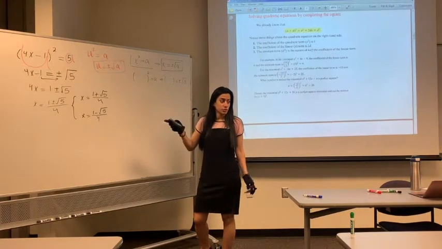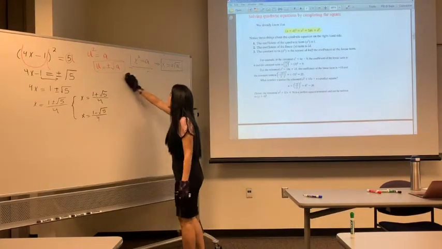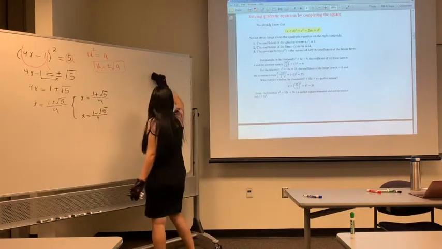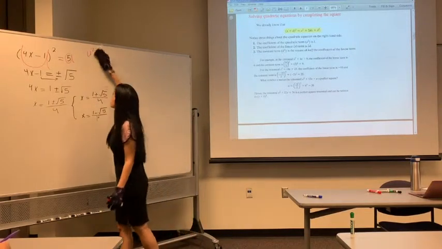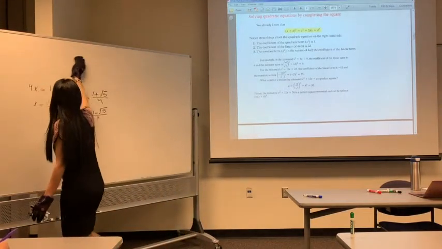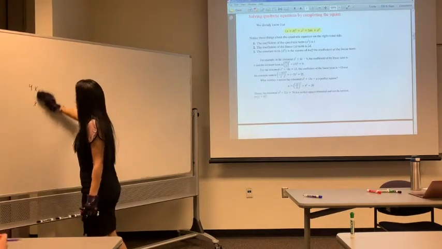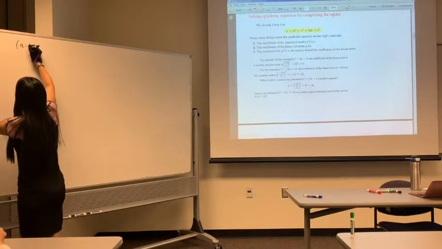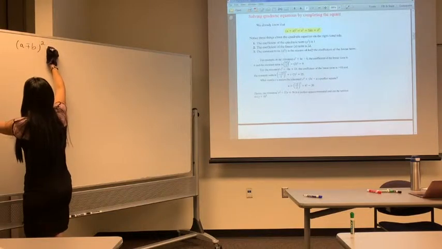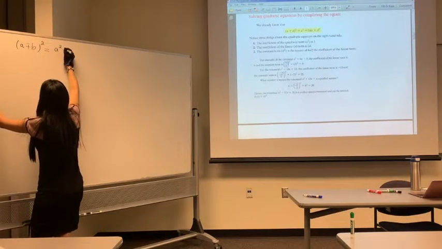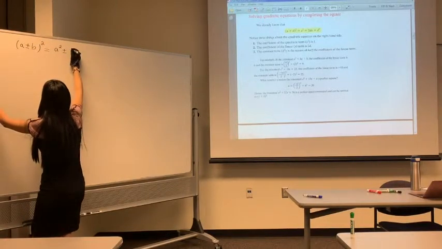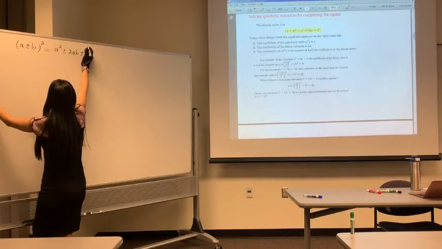So this was one of the methods to solve quadratic equations. Another method we call completing the square. Okay, I will start with something that we had in the past. We had (a plus or minus b) to the power 2 equal to a squared plus or minus 2ab plus b squared.